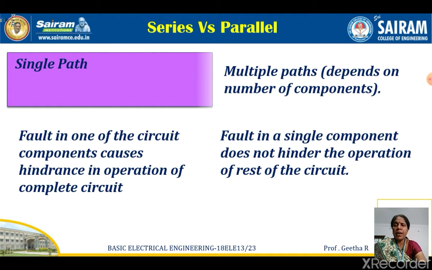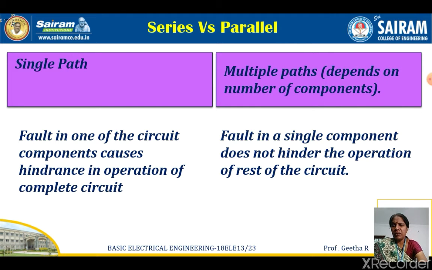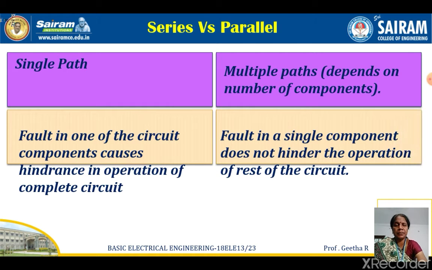There will be a single path for the series circuit. Here there will be multiple paths since things are connected in parallel, so for the current to flow, there will be multiple paths. A fault in one of the circuit components hinders the operation of the complete circuit. A fault in a single component does not hinder the operation of the rest of the circuit.